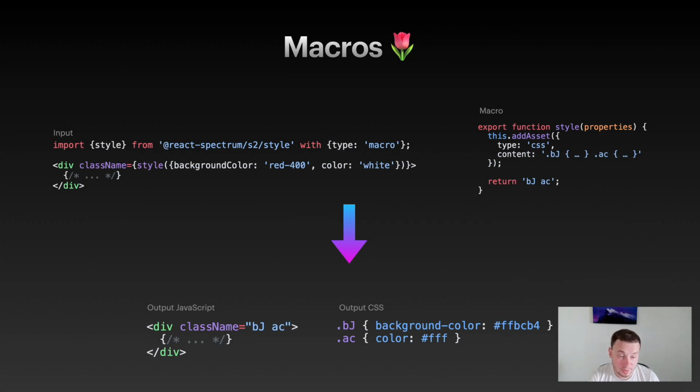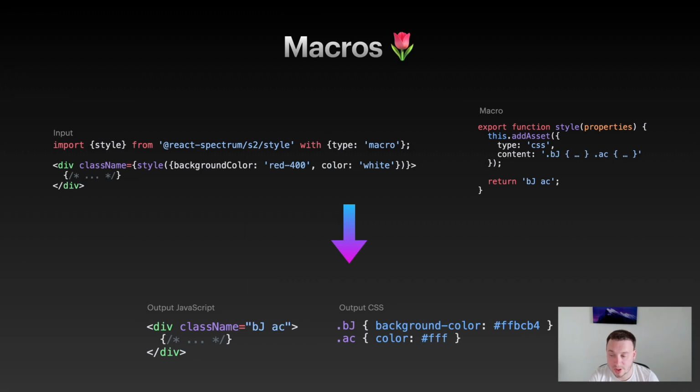Macros can also produce additional assets like CSS that work as if they'd been imported directly, but can be generated at build time. We're using this in React Spectrum to implement our style macro for Spectrum 2. The style macro is a JavaScript function that you import with the type macro import attribute. Then you can call it anywhere in your code and pass in an object with style properties like background color, red 400, that use values provided by the Spectrum design system.